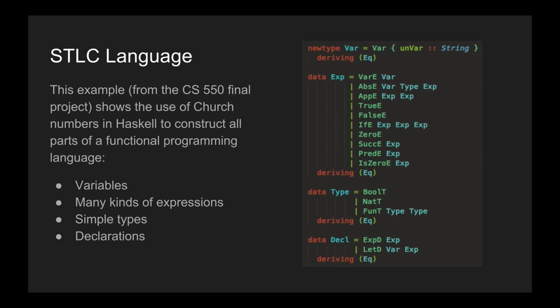As you can see here, we have variables, expressions, types, and declarations. Many kinds of expressions. We have variable expressions, abstraction expressions, if expressions, etc., etc. This allows us to construct any kind of program that we want in a functional language.